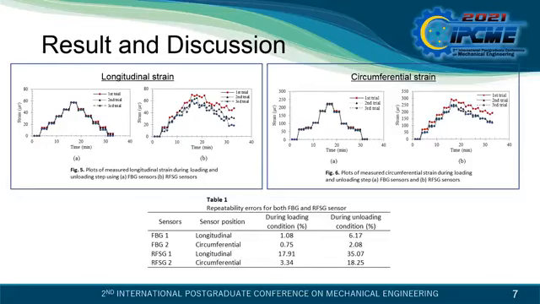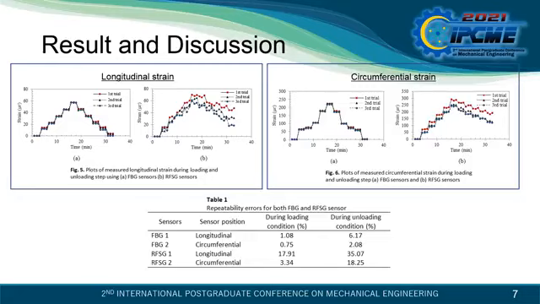Meanwhile, the strain response in the circumferential direction was recorded and plotted in figure 6 when the pressure is increased and decreased for the loading and unloading period. It can be clearly seen that circumferential strain possesses the same trend as longitudinal strain, showing the FBG sensor possesses higher repeatability and stability of output compared to the RFSG sensor.